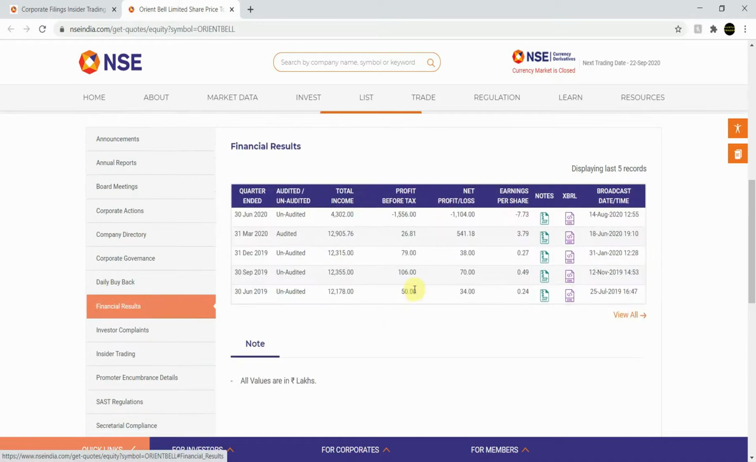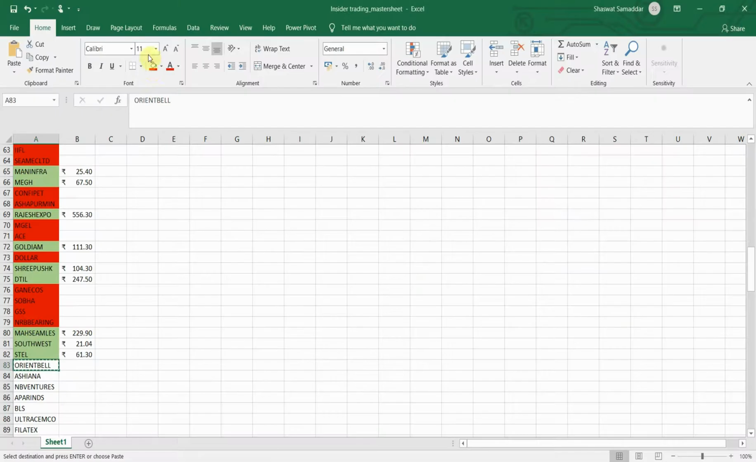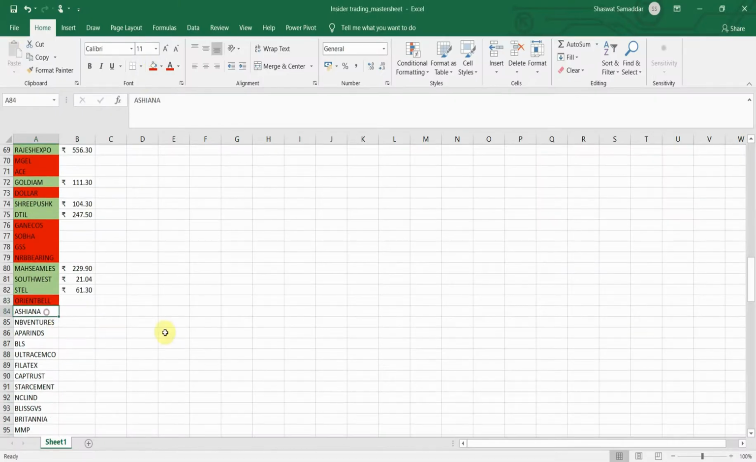So now we go back to our financial results. As you can see, the latest earnings per share reported to the NSE's website is negative. Now it's your decision whether or not you want to take this into consideration or ignore the fact that earnings per share is negative. Since I am a conservative trader, I will consider the earnings per share also. I want it a positive number. So since it's negative, I'll color code it as red.